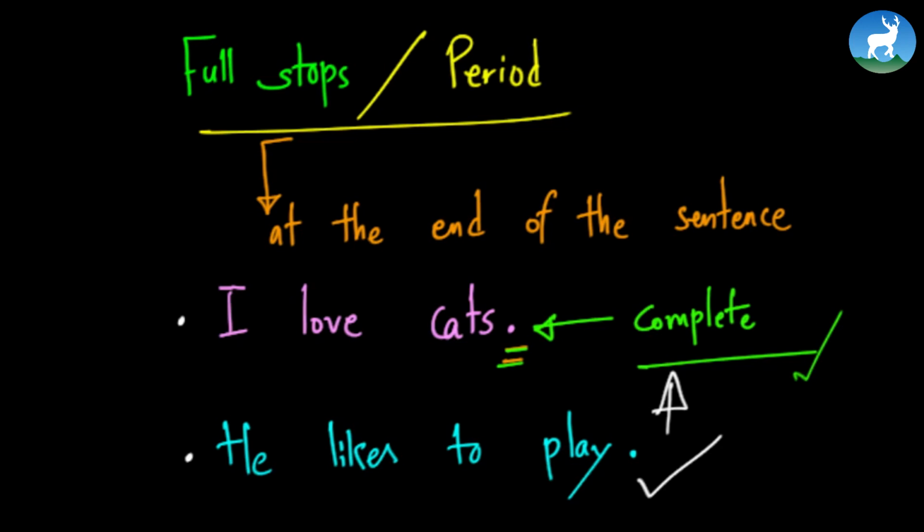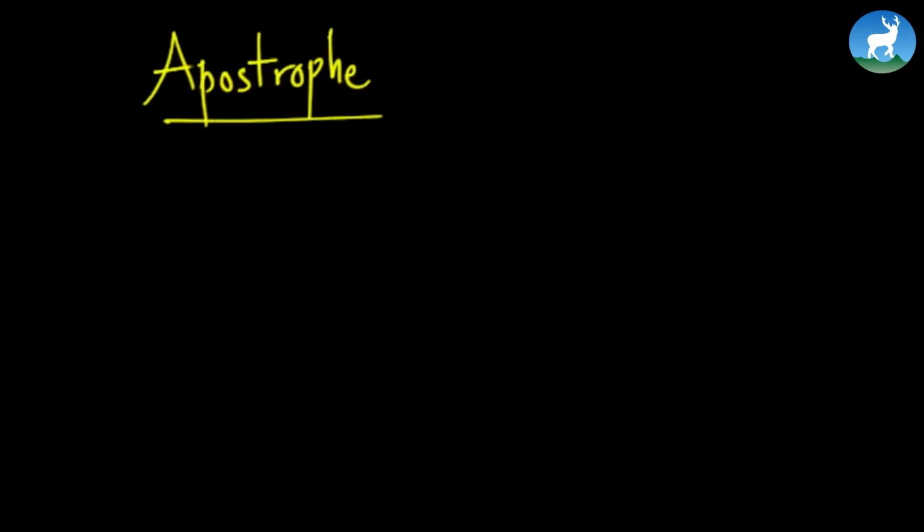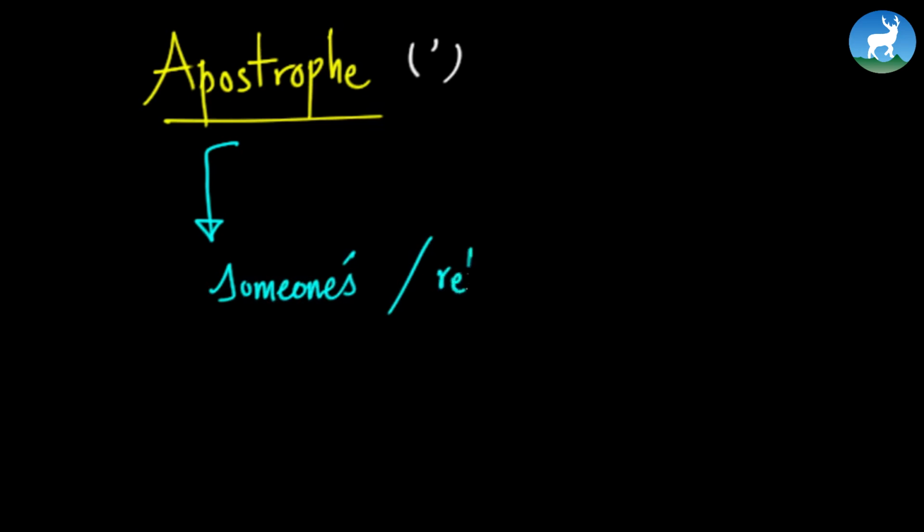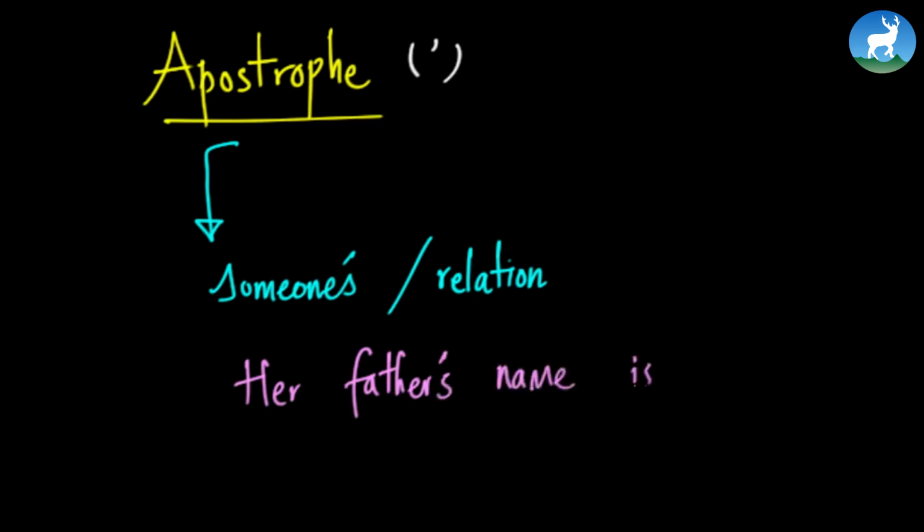So that's how full stops are used. Now, apostrophe. When is an apostrophe used? An apostrophe is used when we're talking about someone's. We are trying to show relation. For example, if I write, her father's name is Ram, then the apostrophe here tries to show the relationship between her and father's name. So it's, her father's name is Ram.